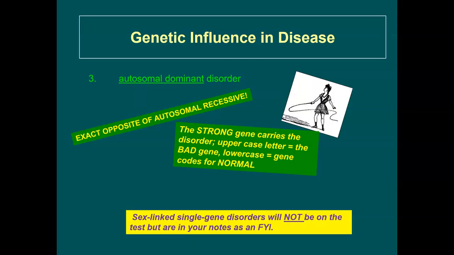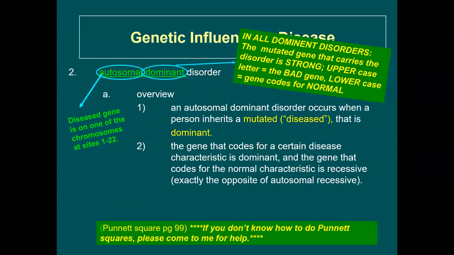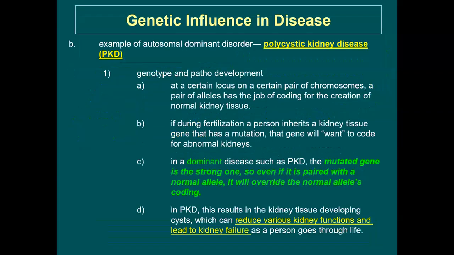Now this one is different because the strong gene, or the dominant gene, carries the disorder, and then the lowercase gene is going to code for whatever trait that is normal. Again, sex-linked disorders are not, so this will be the last single gene disorder that we talk about. Autosomal dominant disorder: again, the dominant gene is the mutated and diseased gene, and the recessive gene is not.